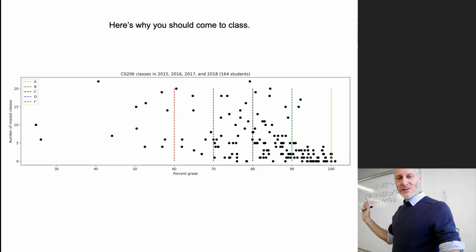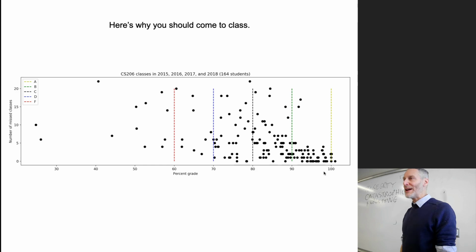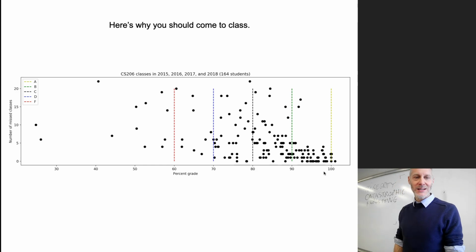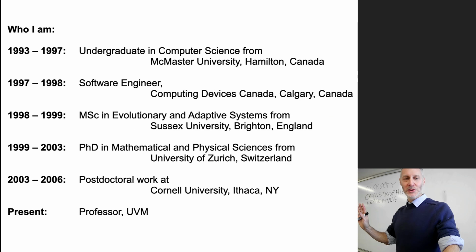Okay. All right. I apologize. These slides should have been in the logistics part. I'll go through them very quickly. This is a plot I made back in 2018. The horizontal axis shows final percent grade for folks who took this class in 2018, 2017, 16, and 15. The vertical axis is the number of classes they missed. This is some data to try and convince you to come to class. Or if you, for some reason, can't come to class, make sure to watch the lectures.